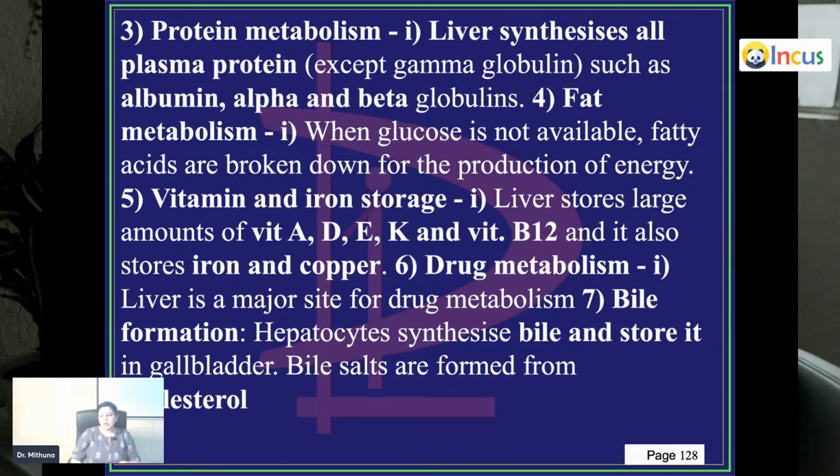Bile formation also occurs. Hepatocytes synthesize bile and store it in the gallbladder. All the hepatocytes will synthesize bile, and the storage place is the gallbladder. Bile salts are formed from cholesterol. So cholesterol forms the bile salts, and these bile salts and bile are very important for fat metabolism.